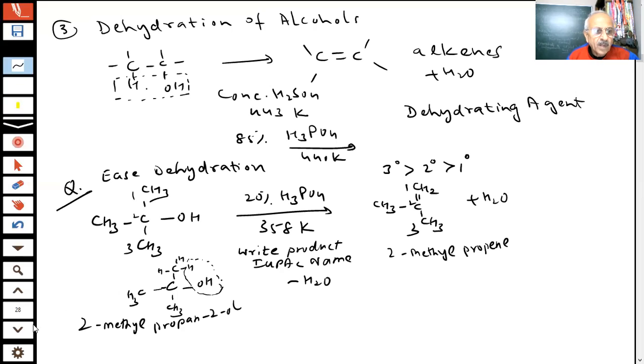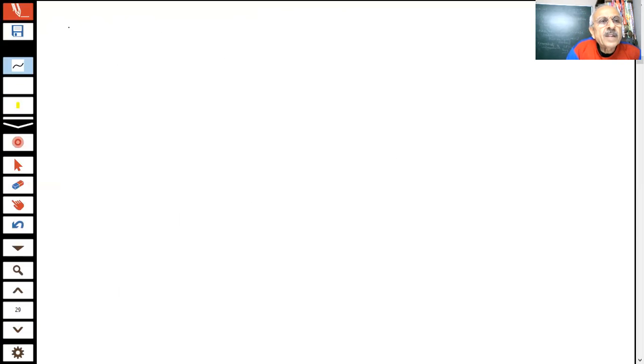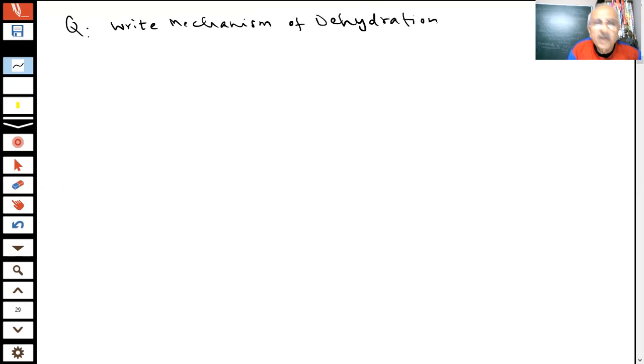Another question which was given many times, two years back in the CBSE: write the mechanism of dehydration of ethanol. Dehydration of ethanol with H plus in acidic medium, concentrated H2SO4. Now you have to write the mechanism.